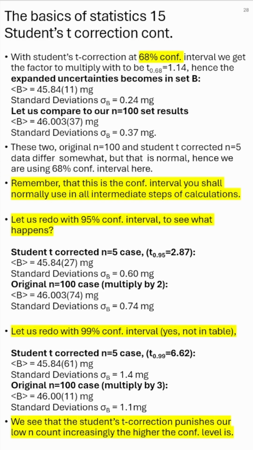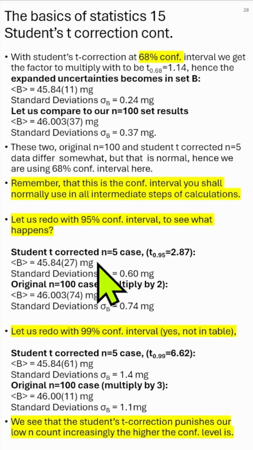So all this is at 68% confidence interval, and you should remember that this is the confidence interval you shall normally use in all intermediate steps of calculation. It's only in the last step of comparison that we switch to 95. But we can see here what happens if we increase the confidence interval in the student T correction. So let's go up to 95 just temporarily. Then we see that the correction factor becomes 2.87.